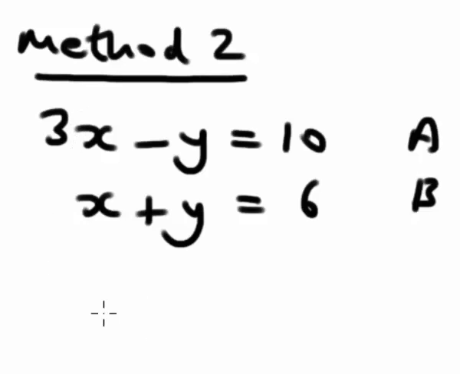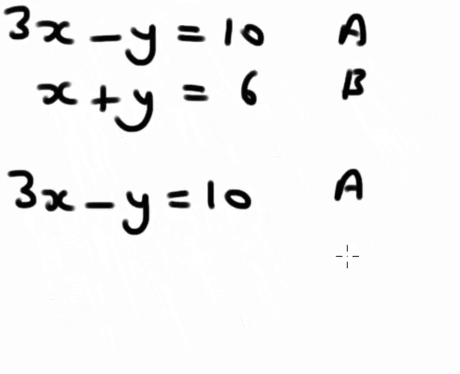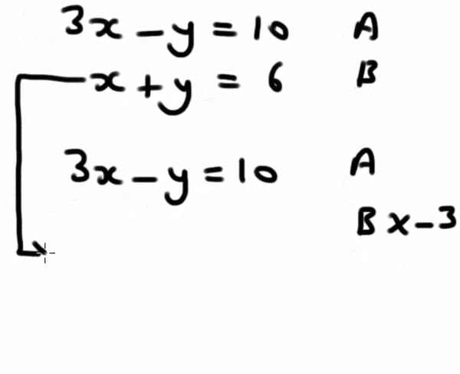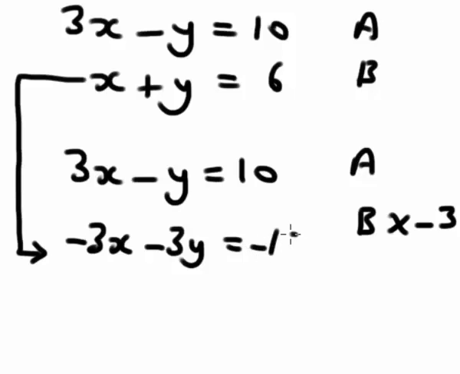So what I'm going to do is leave equation A alone. But equation B, I'm going to multiply by negative 3. Every term is going to be multiplied by negative 3. Now, what is x times negative 3? It would be negative 3x. What is y multiplied by negative 3? Negative 3y. And what is 6 multiplied by negative 3? Negative 18.